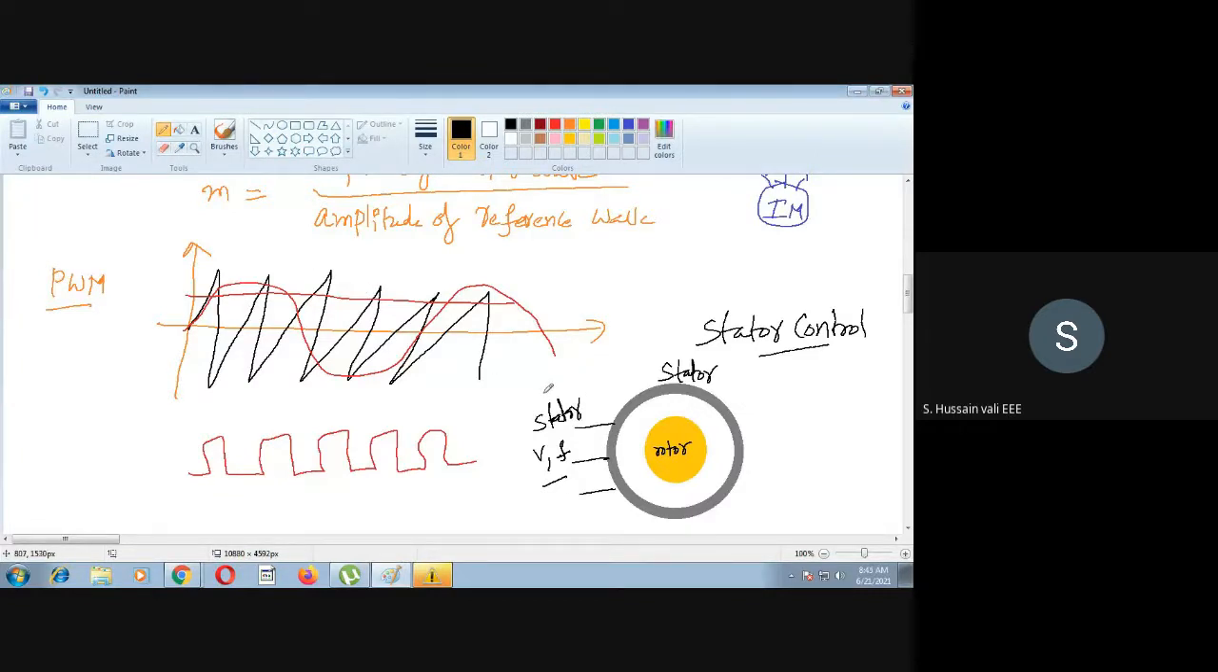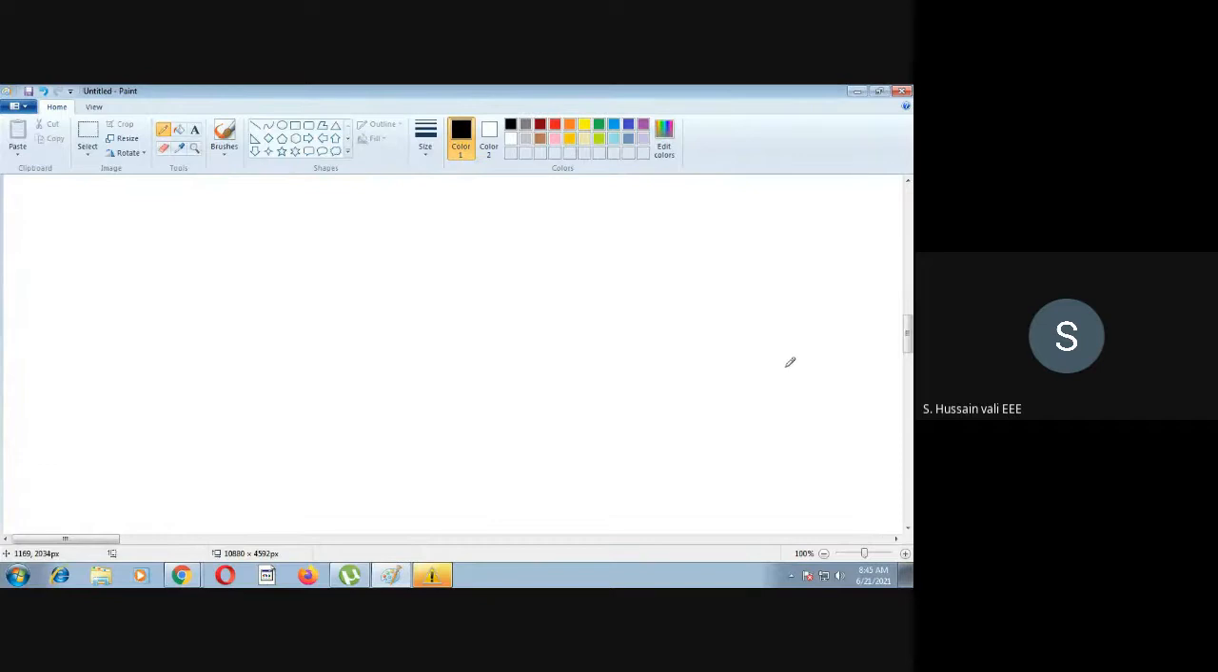Either on the stator side you may have an AC voltage controller, or you may have a voltage source inverter, or a current source inverter, or a cycloconverter. All these things you connect on the stator side. That is the reason we call all these stator side control methods.